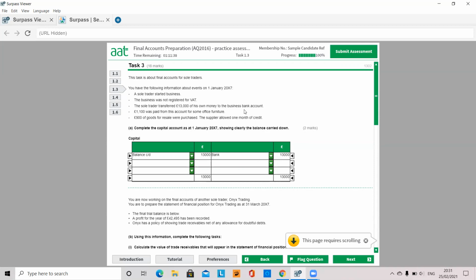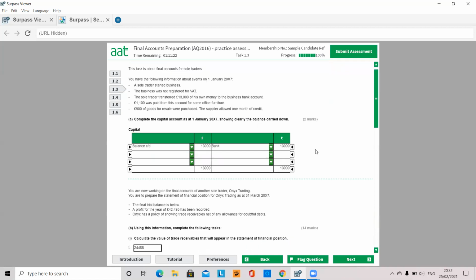As I said before, the £1,100 was paid from the bank account for office furniture, so it's not from his capital account. And then £900 of goods for resale were purchased. The supplier allowed 1 month's credit, so that wouldn't be included in this anyway. So therefore, we've got a balance carried down of 13,000.